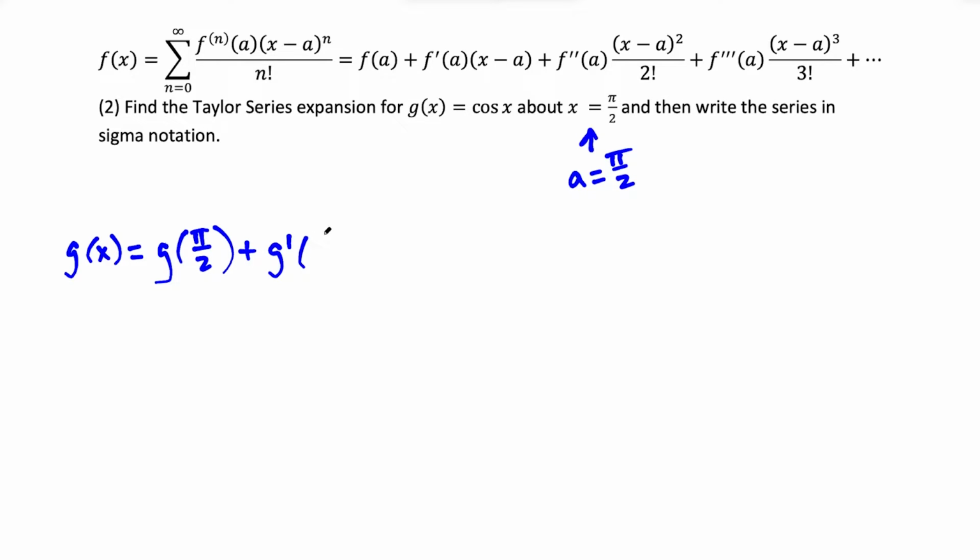And then we're going to tack on plus g prime of a, which is g prime at pi over 2. And we're multiplying this by x minus a. And once again, a is pi over 2. So we have x minus pi over 2. And now we just keep plugging into the formula. And we're going to have g double prime at pi over 2.